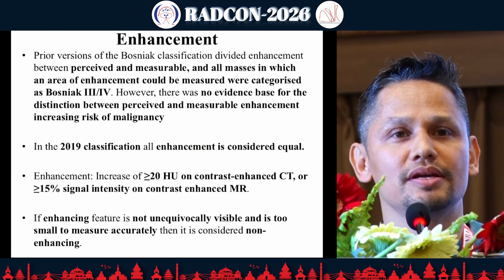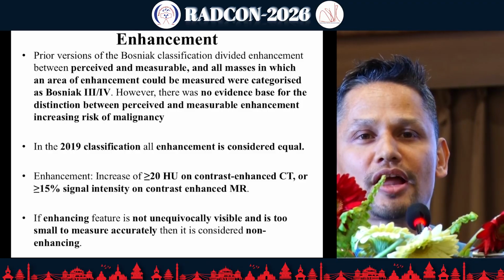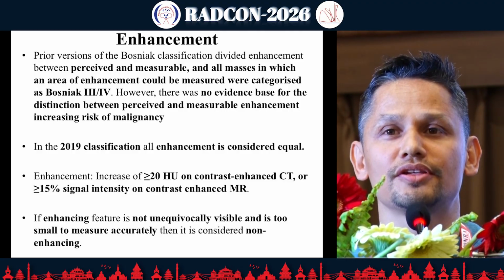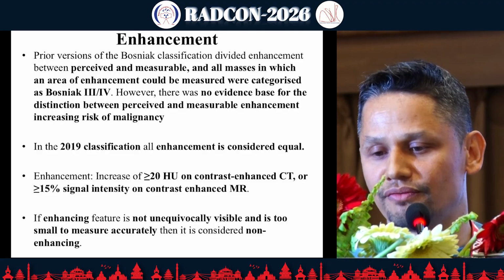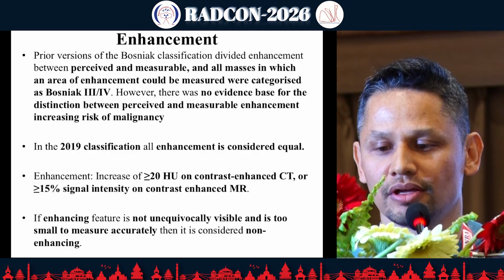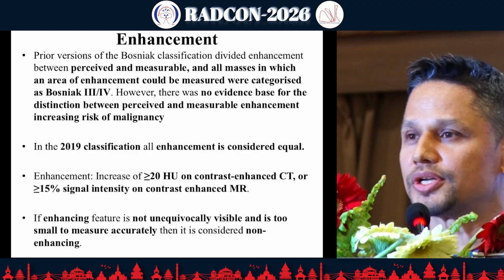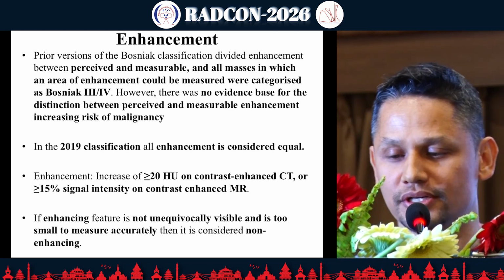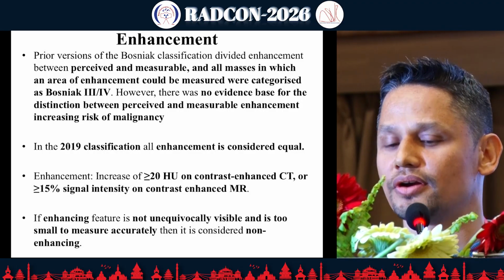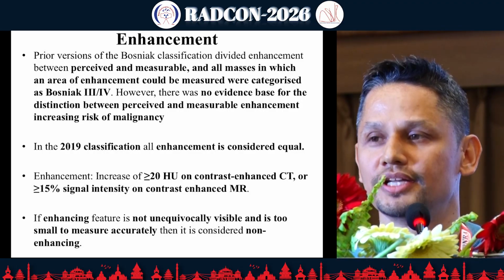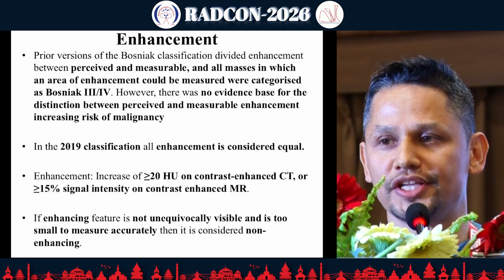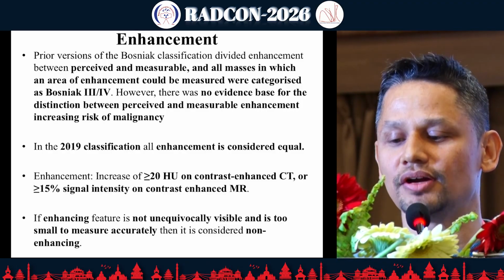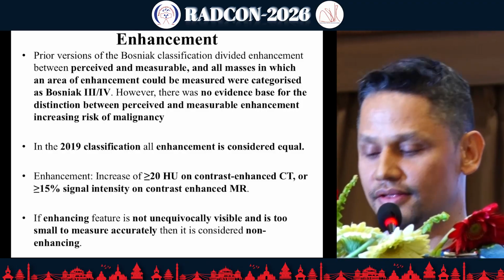Now enhancement. Previously, terms like perceived and measurable enhancement were used, and these were very ambiguous, so that only the enhancing lesions were classified under categories 3 and 4. However, there was no evidence base to distinguish between perceived and measurable enhancement with increasing risk of malignancy. So in this 2019 updated version, all enhancement is considered as equal. So any enhancement on CT scan of more than or equal to 20 HU, and more than or equal to 15% signal intensity increase on contrast enhanced MR, is considered an enhancing lesion.